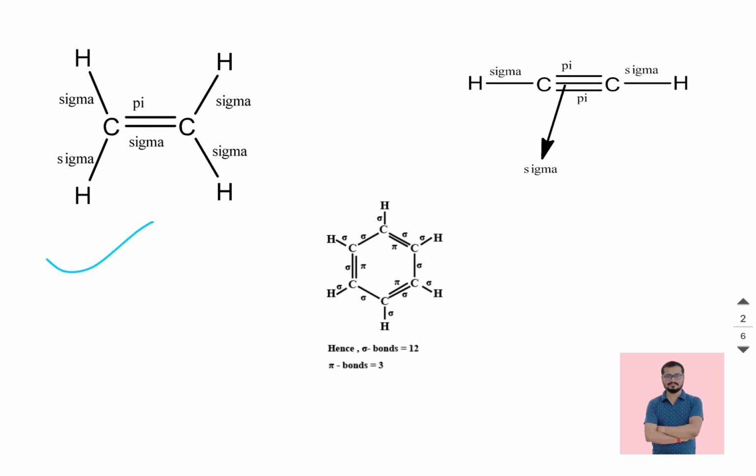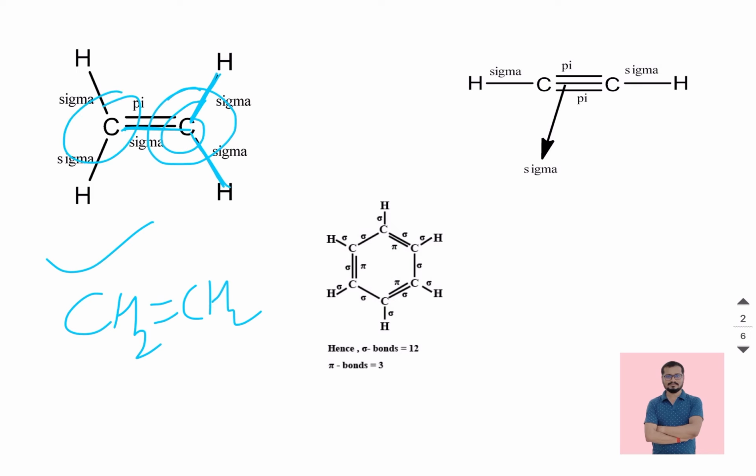For given ethene, CH2=CH2, this carbon has three sigma bonds. One sigma between carbon and hydrogen, another also between carbon and hydrogen, and a third sigma between carbon and carbon. So this carbon has three sigma bonds. Same for the other carbon. So each carbon has one pi and three sigma bonds like this.